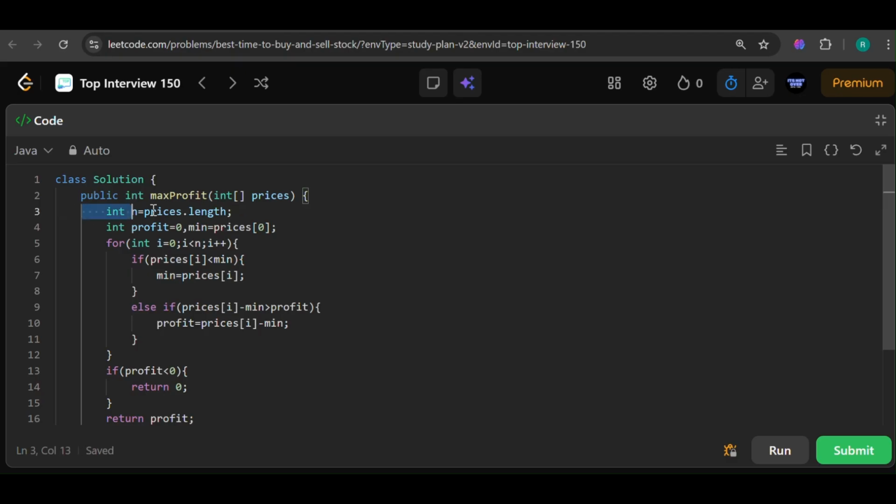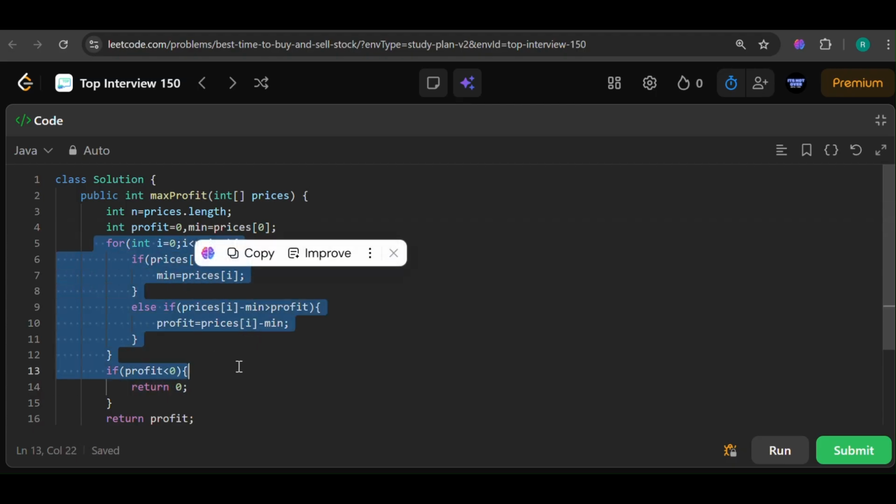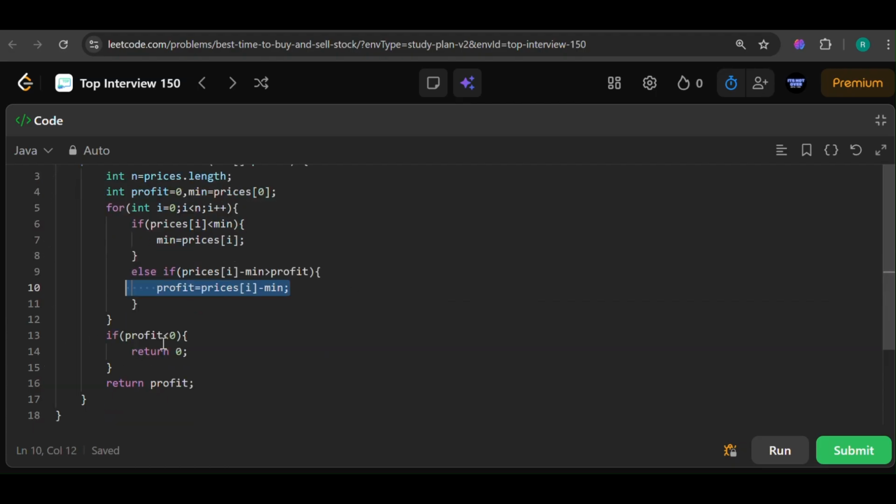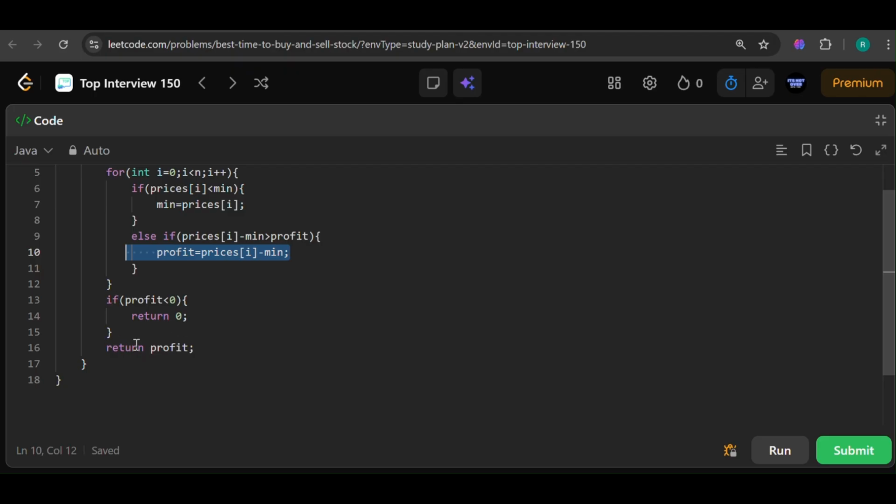So I created n as a variable which stores the length of my array, and created a variable named profit which stores the profit, initially pointing to 0, and a variable named minimum which stores the minimum value of my prices, initially pointing to the 0th index of my array. Then I created a for loop, and in this step I found the minimum element. If I find the minimum element, I store it; if not, I subtract my minimum element from the prices of the array and store it into profit. At the end, if I don't have profit, I return 0. If I have profit, I return the profit.